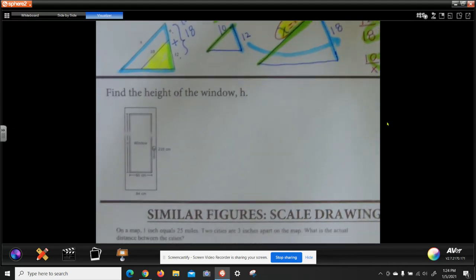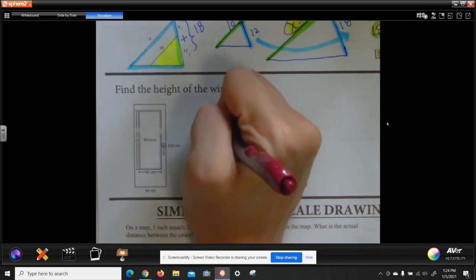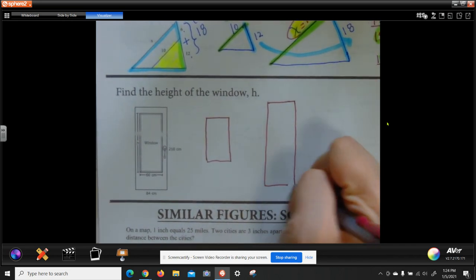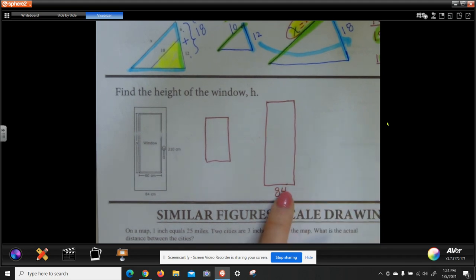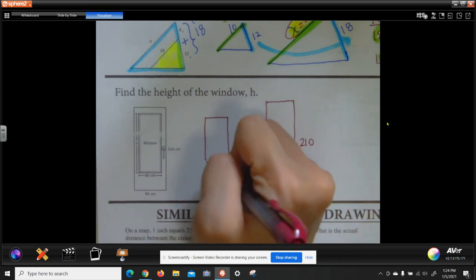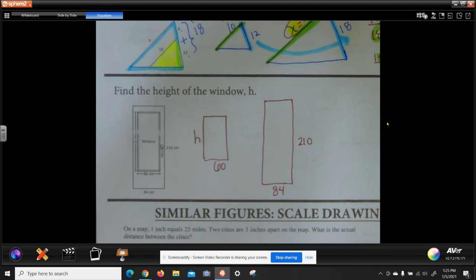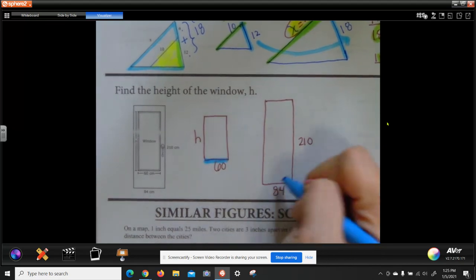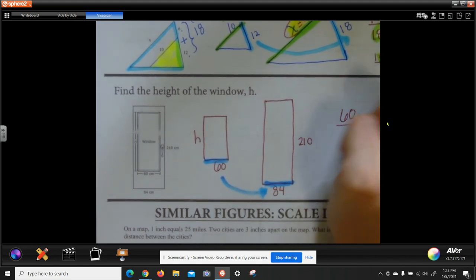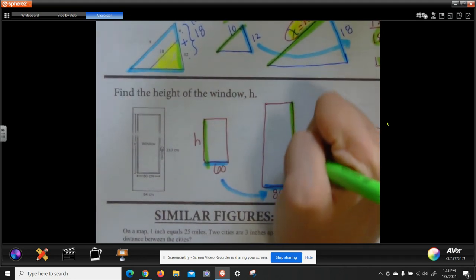Okay, let's look at another example. They're overlapping, one on top of the other, so we've got to separate them. So I'm going to draw the window, and then I'm going to draw the actual door. Now we need to put the corresponding numbers, 84, 210, and then for the window, there's a 60 and an H. Okay, so let's match your corresponding sides. 60 corresponds with 84, so 60 with 84. And then H with 210.